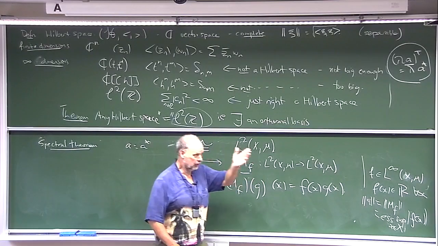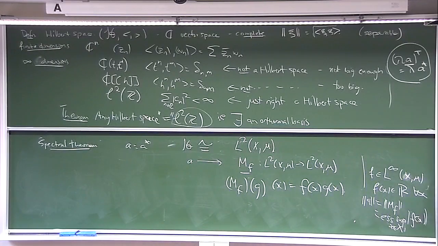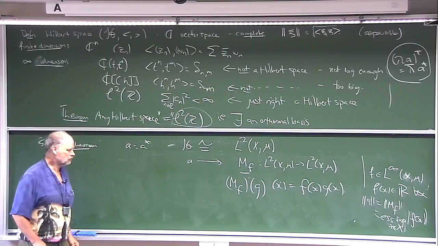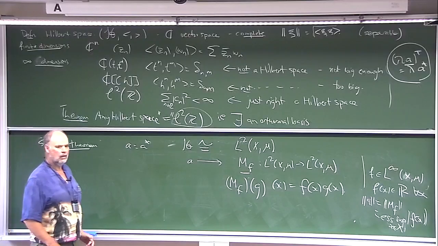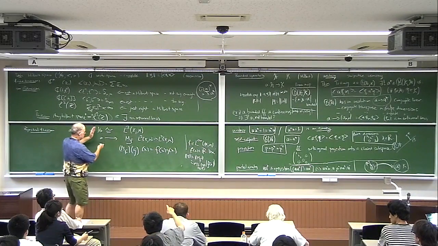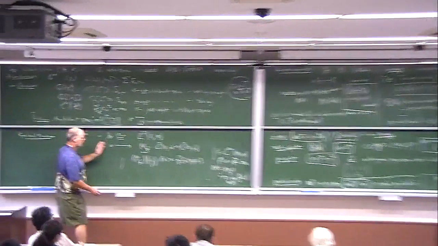Okay, so in finite dimensions, this essential supremum becomes trivial, and the norm of a matrix is just the largest eigenvalue in absolute value. Excuse me, where does the A appear? Right, so that's a very important question.